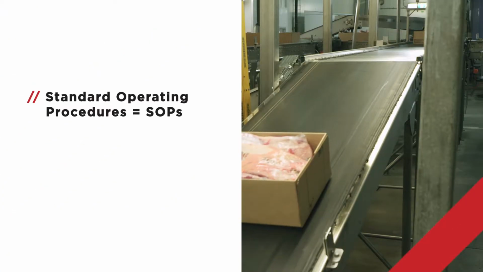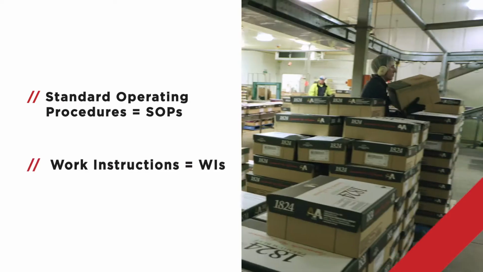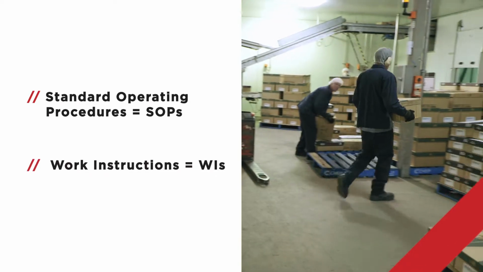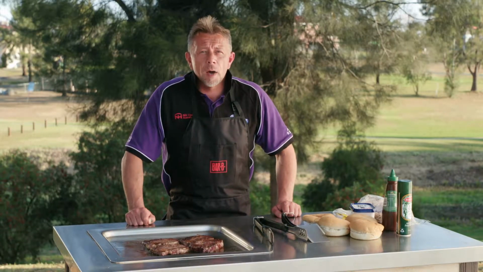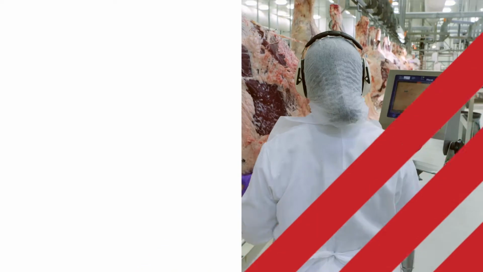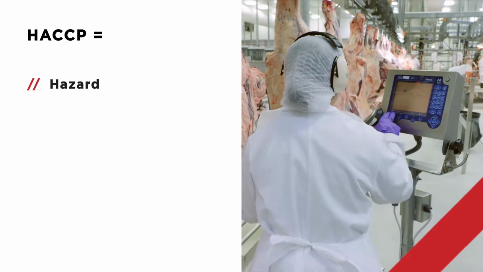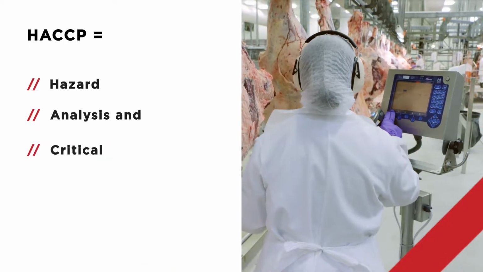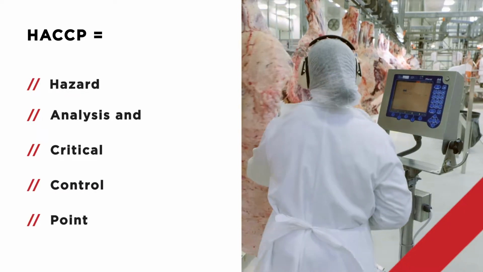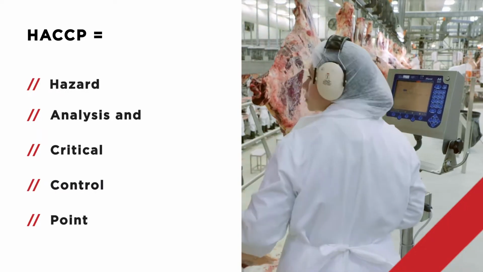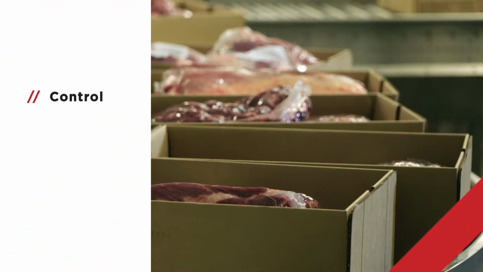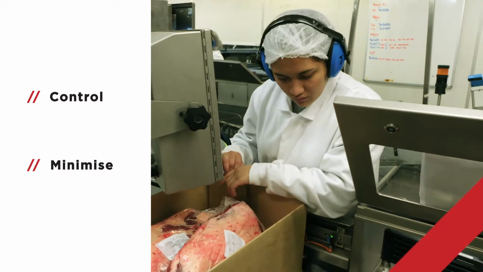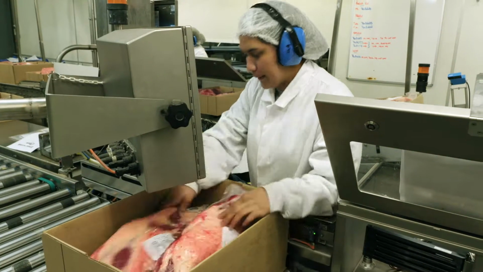The main elements of a QA system are the standard operating procedures, SOPs, and work instructions, WIs, for each area. In our business, food safety is a major part of the quality assurance system. Identifying and controlling food safety hazards is known as HACCP. It stands for Hazard, Analysis and Critical Control Point. HACCP helps put a plan in place that sets out how to control and minimise food safety risks at each stage of the production process.